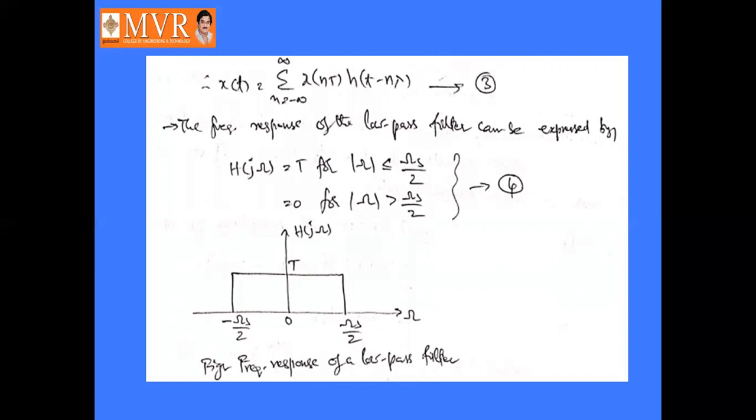That is equation number 4. So if it is the frequency response of the low pass filter, it will be like this, from minus omega s by 2 to plus omega s by 2, and its magnitude is T.